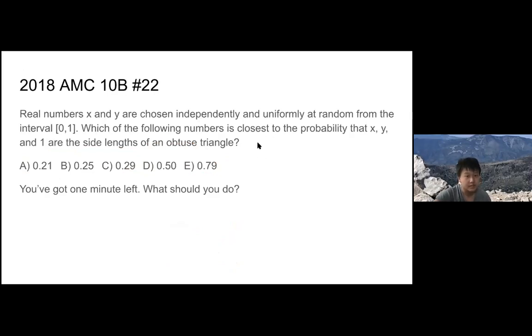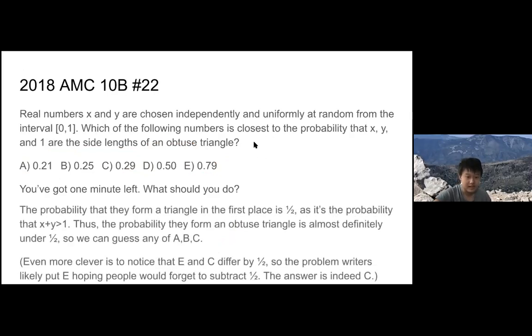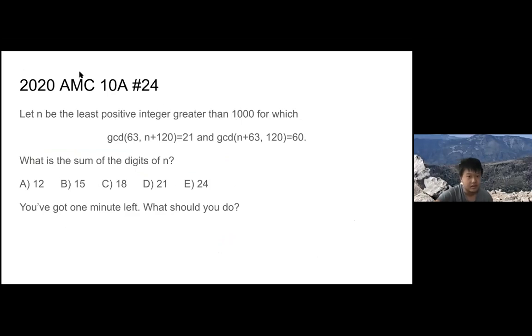Here's another example. Oh, I guess I had the solution written down. I didn't even notice. Whoops. Okay, let's try this one. Let n be the least positive integer greater than 1000 for which these two conditions are satisfied. What's the sum of the digits of n? Same conditions, 1 minute. What would you do?